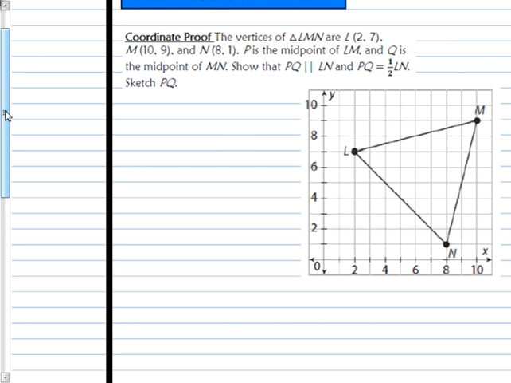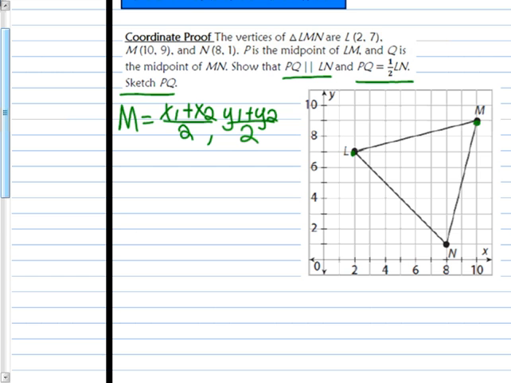First of all, they want us to prove that PQ is parallel to LN, and we have to sketch PQ, and we have to show that PQ is half of LN. So 3 things we have to do. The first thing we have to do is sketch PQ. It says it's the midpoint of LM and MN. So if I'm looking for the midpoint of LM, I'm going to use the midpoint formula. The midpoint formula is x1 plus x2 divided by 2, and y1 plus y2 also divided by 2.